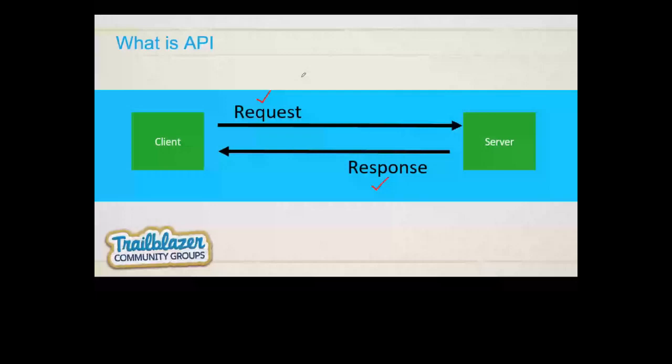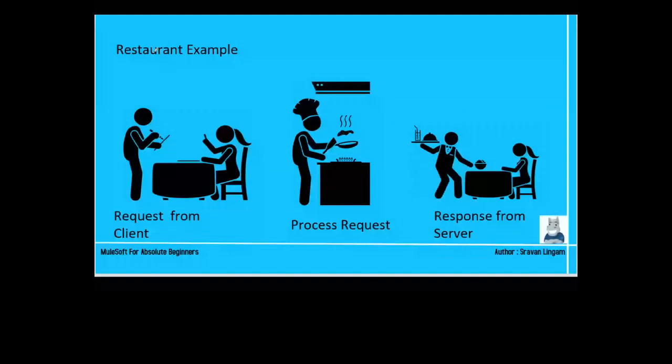So I'll talk about this with an example, which is a restaurant example. It's a real-time example, and you all will be able to get it. Everyone has gone to a restaurant at least once in our life. So we are basically sending a request. So how are we sending it?